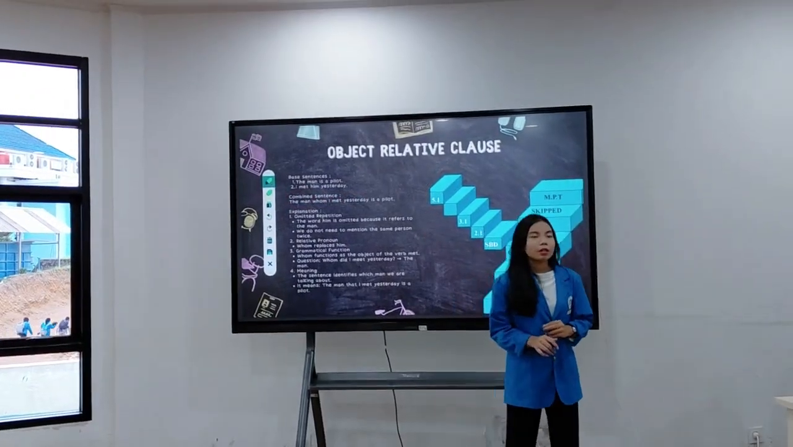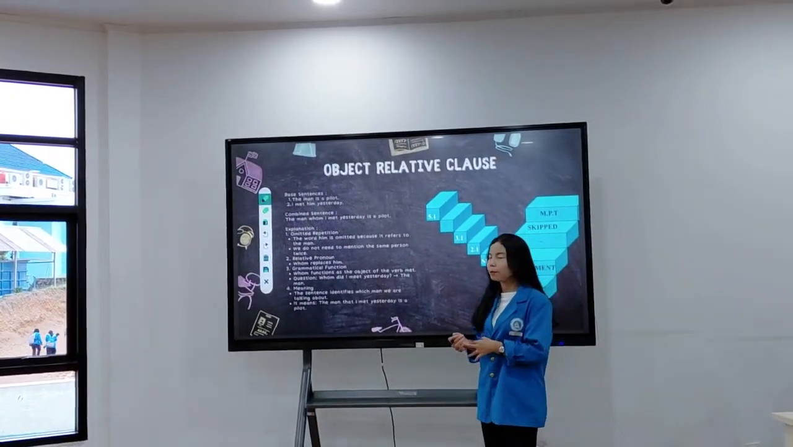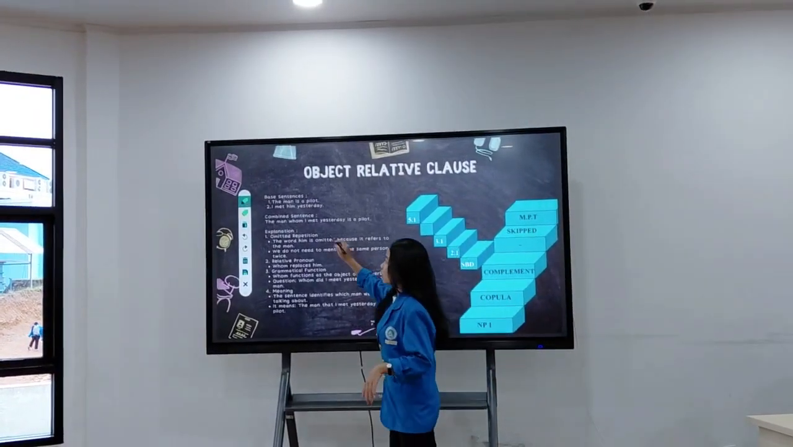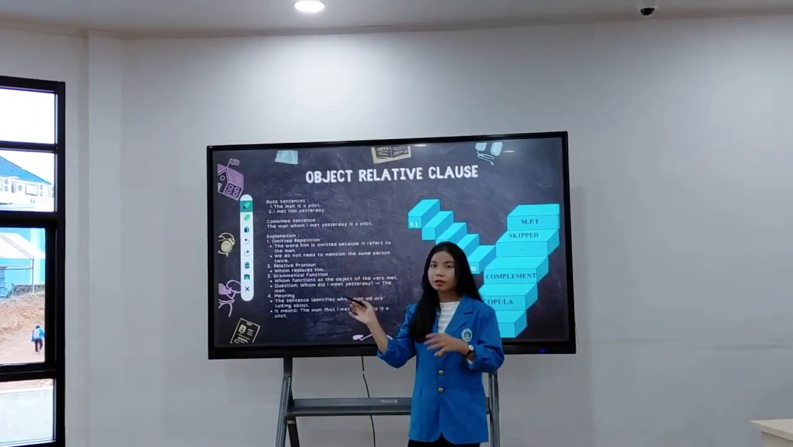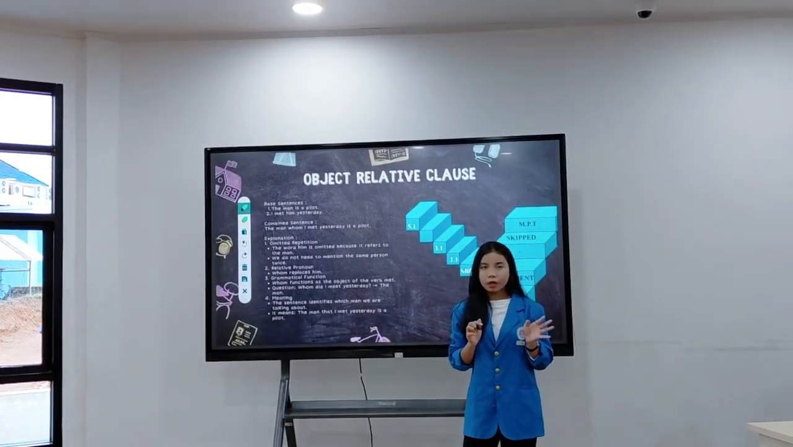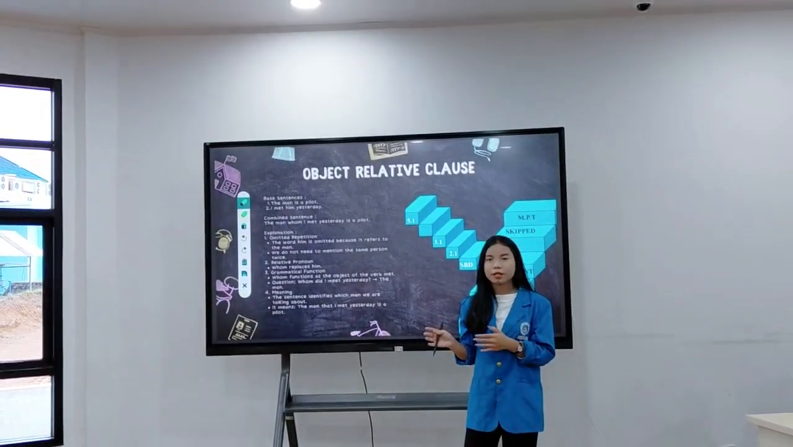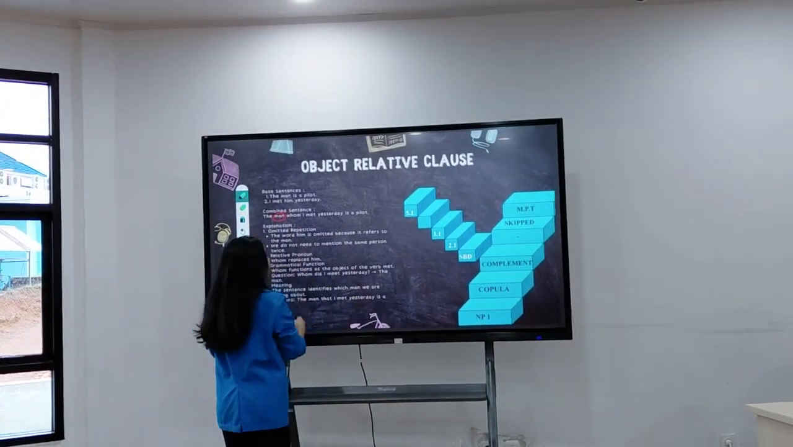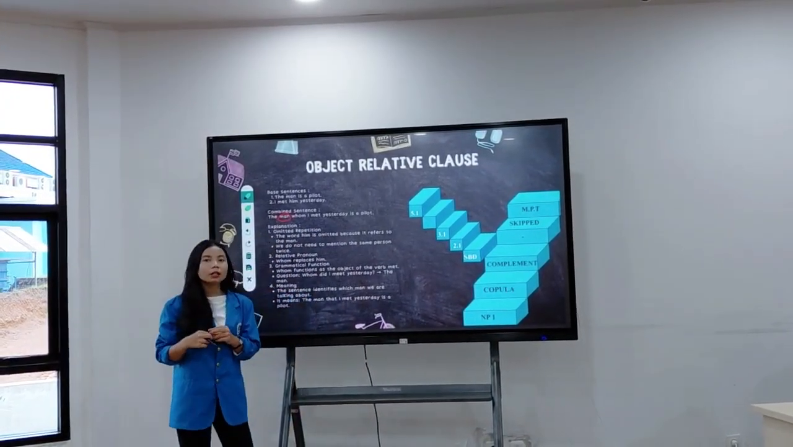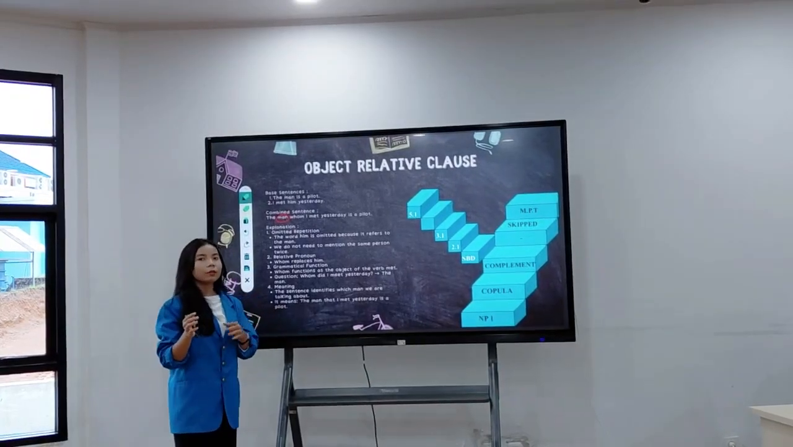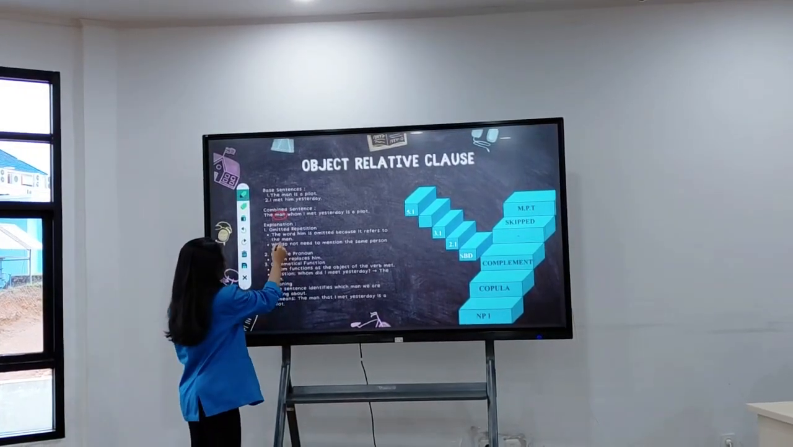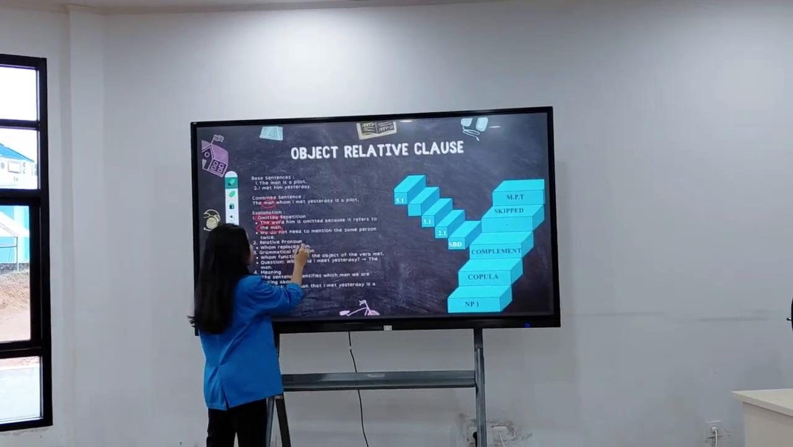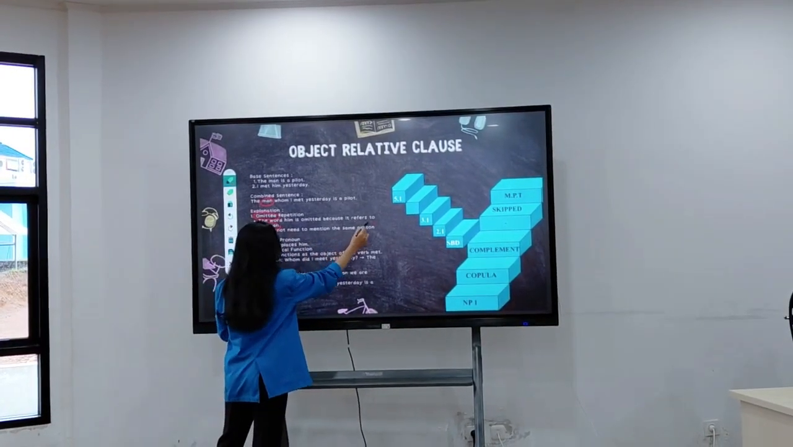And so first we have two simple sentences. The first sentence is the man is a pilot. The second sentence is I met him yesterday. Both sentences talk about the same person, which is the man. To combine the two sentences, we omit the word him because it refers to the man, and we do not need to mention the same person twice.